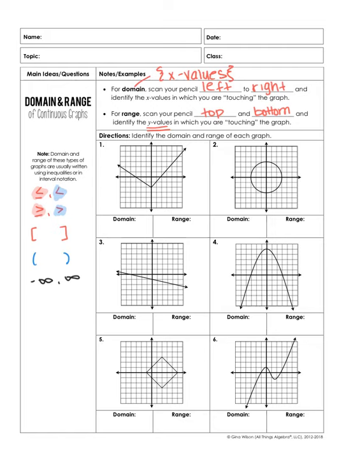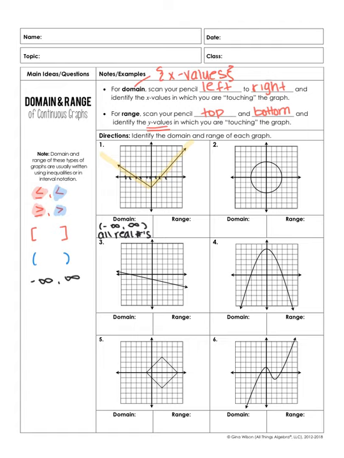So it says identify the domain and range of each graph. If I take my highlighter here and scan it from left to right, notice the X values would go forever to the left because there's an arrow there, and forever to the right. So for the domain, I would say that our interval is negative infinity to positive infinity. Another thing you may see this called is all real numbers, because any X value is on this graph. It goes forever, left to right.